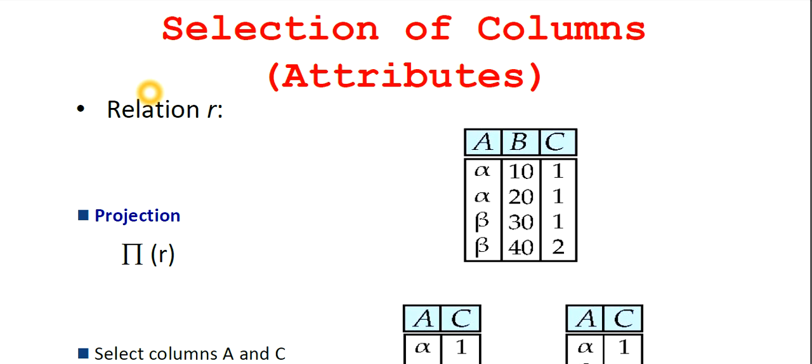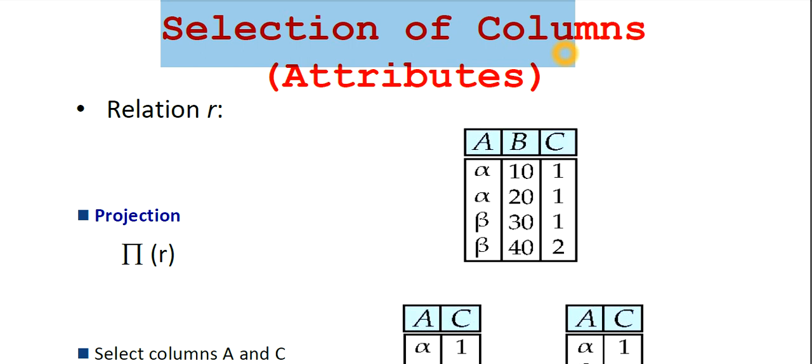As you know, this is the revision module for the relational algebra section. It has just started from the previous lecture, and this is the second lecture in this revision module series. So today's topic is selection of columns and several others.